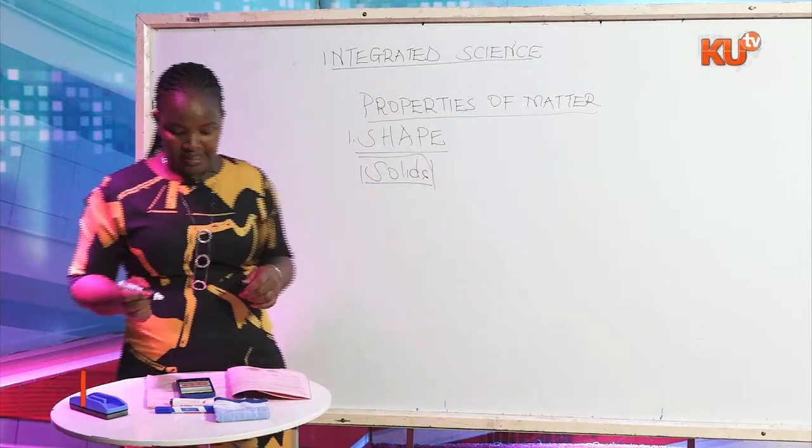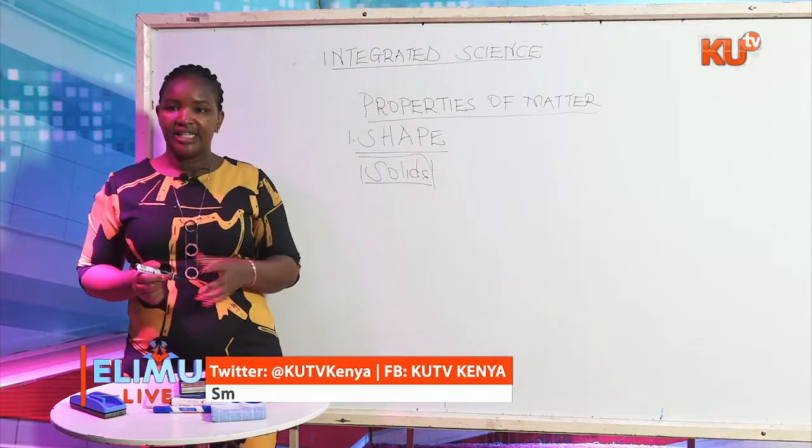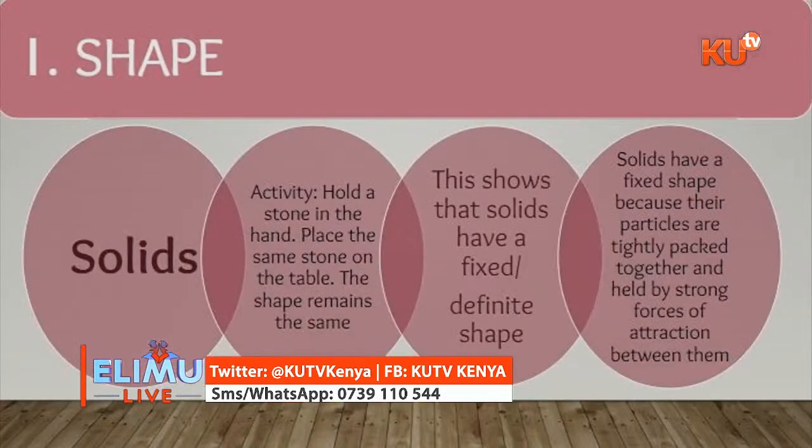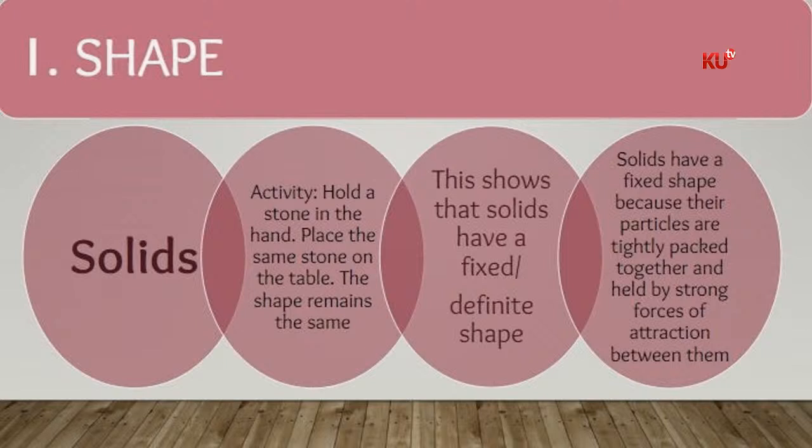How are solids shaped? And there's an activity. The activity which we can use to determine this, we can have a stone. You take a stone, any stone. I know stones are available outside there in your houses, and if the stone is not available, there are other solids. Then you hold that stone in your hand. Then after some time, you can place the same stone on the table. You can even place the same stone on the floor and anywhere else you want to place it. And then you make an observation.